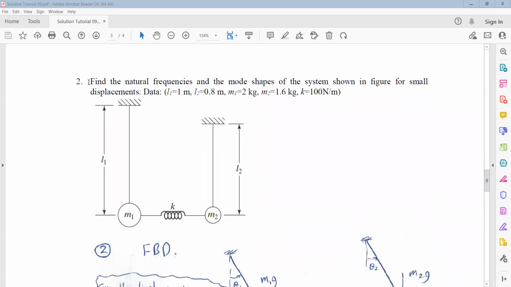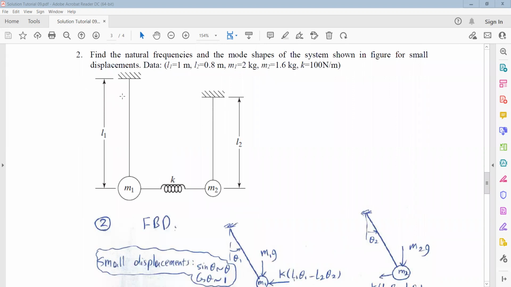The second problem: we have two pendulums which are connected with a spring. One pendulum is with length L1 and the other one is with length L2. The mass in the first pendulum is M1 and the second one is M2. They are connected with a simple spring. We need to extract the equation of motion and then obtain the natural frequencies and the mode shapes for this system.